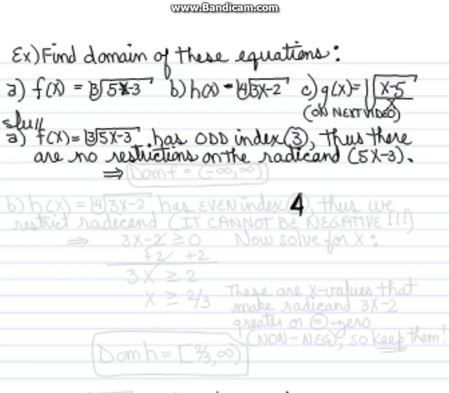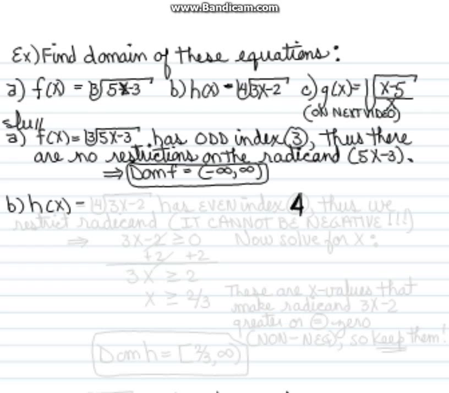We have no restriction on that. It can be any value. It can be positive, it can be negative, it doesn't matter. So that means that we have no restriction on what value of x that we plug into it. And that tells us that the domain of this function f is all real numbers, everything open from negative infinity to positive infinity. Now let's look at part B.